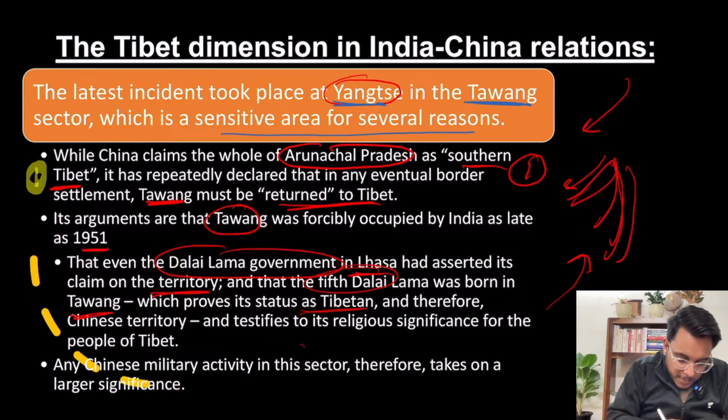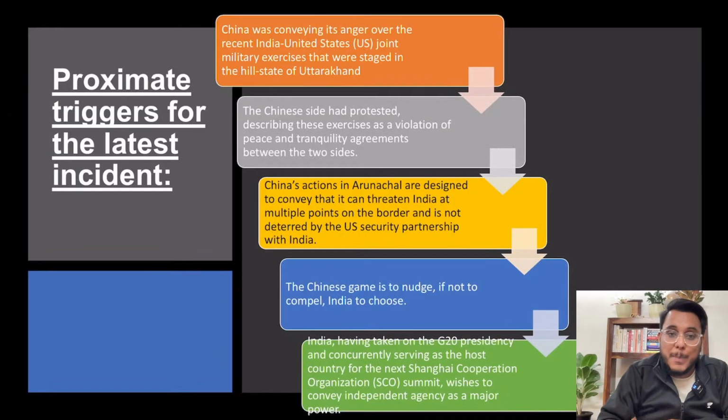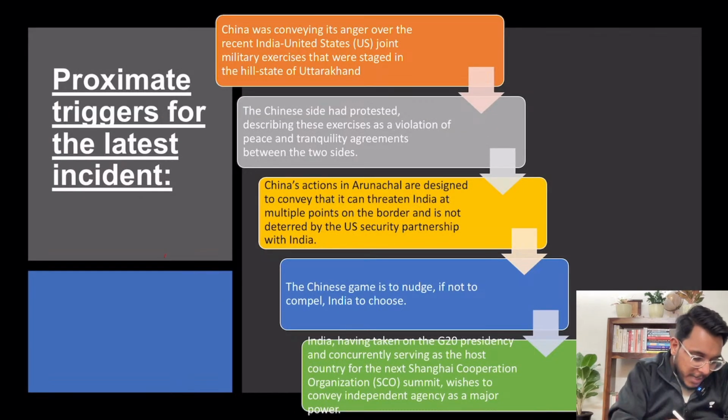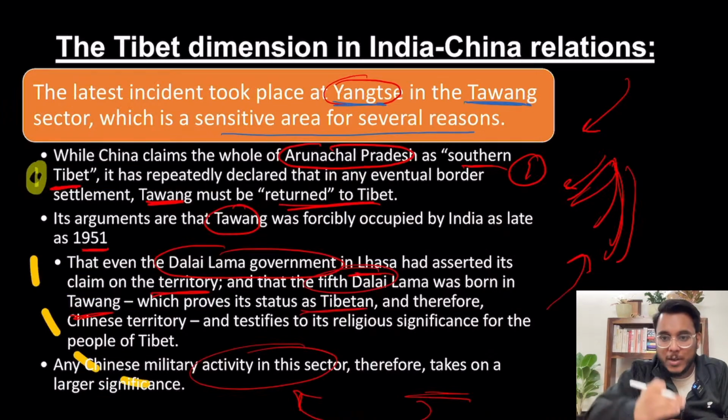Fine. So therefore, Chinese military activity has a larger significance. It has a bigger significance. Now, what are the proximate triggers of this latest incident? Why now has this happened, guys? See this particular thing. What we have discussed here is a reason which has not emerged just a few days back.